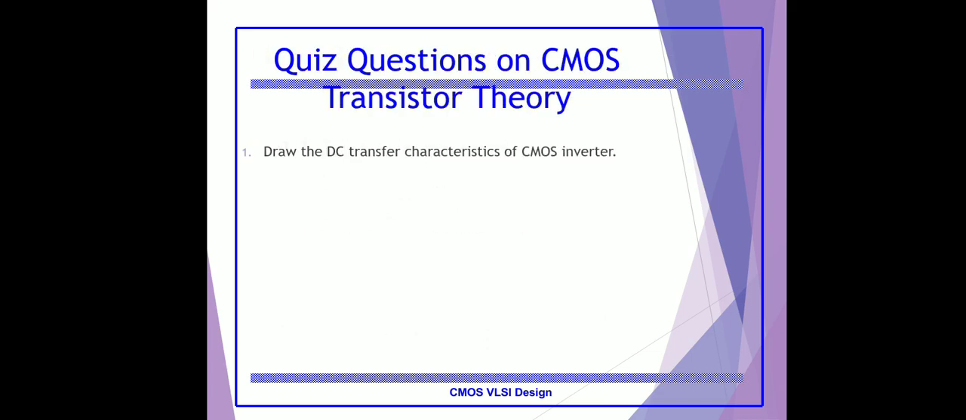Quiz question on the CMOS transistor: draw the DC transfer characteristics of the CMOS inverter.